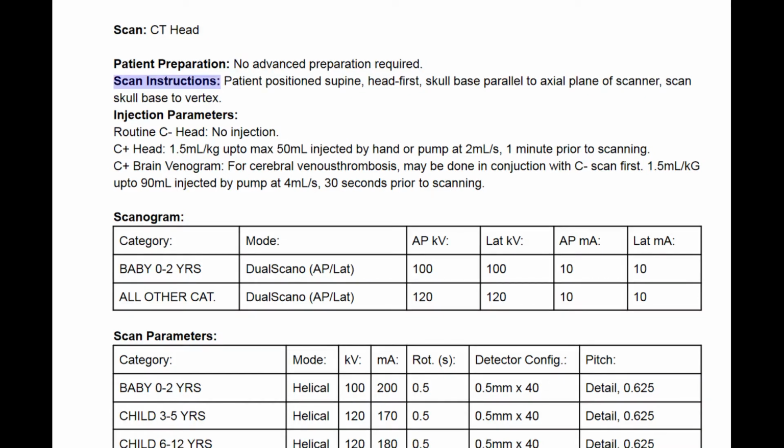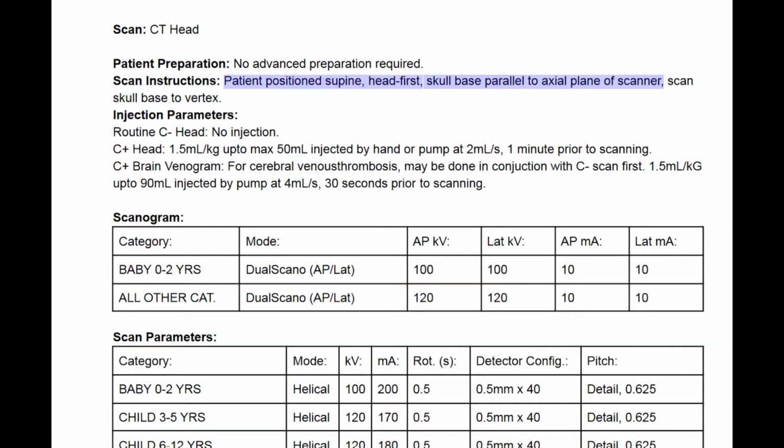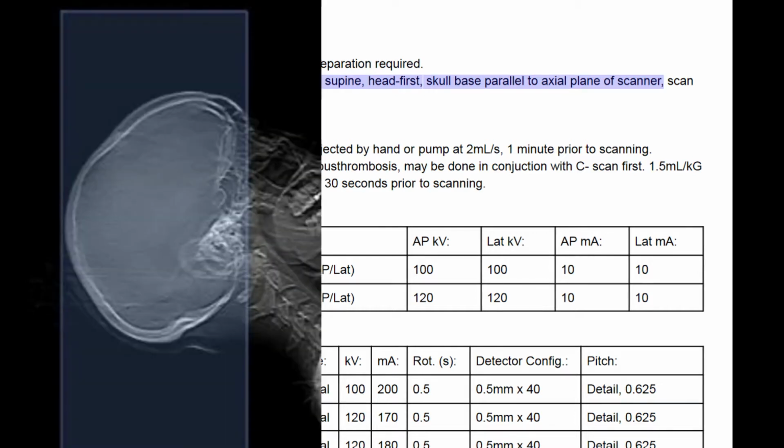Next, we have the scan instructions. So this includes patient positioning. Here we have patient positioned supine, head first, skull base parallel to the axial plane of the scanner. For a CT head, we always try to get the patient to tuck their chin down a bit and position in this manner so that the dense bone from the skull base and the petrous ridges is all in one plane and doesn't impair our ability to visualize the inferior structures of the brain, and also it mitigates radiation dose to the eyes.